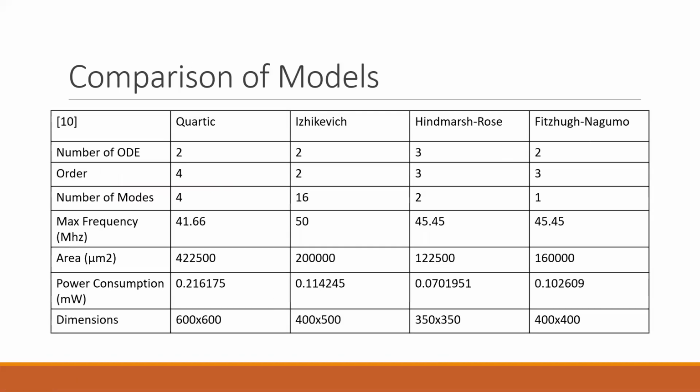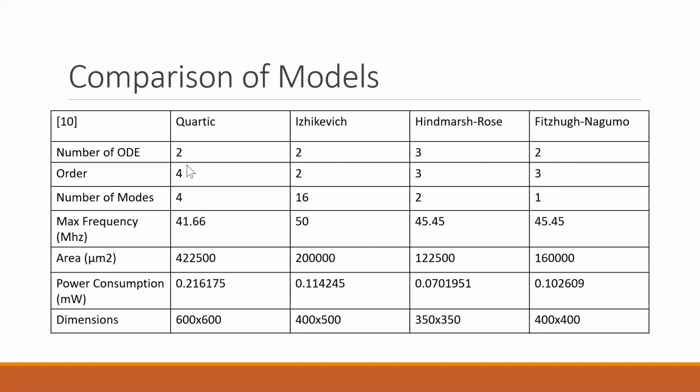All 4 of these models were implemented in ASIC, and a comparison was drawn between each of them. If you look, the number of ordinary differential equations, where ODE stands for ordinary differential equations, used in the Cordic model is 2, Izhikevich uses 2, Hindmarsh-Rose uses 3, and Fitzhugh-Nagumo uses 2.